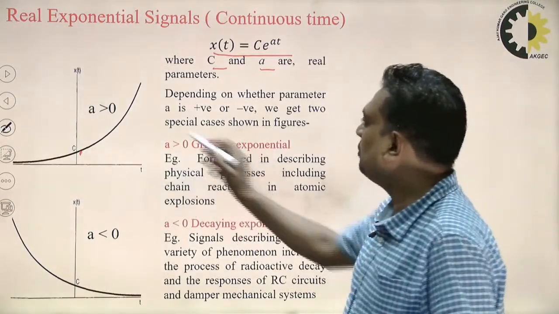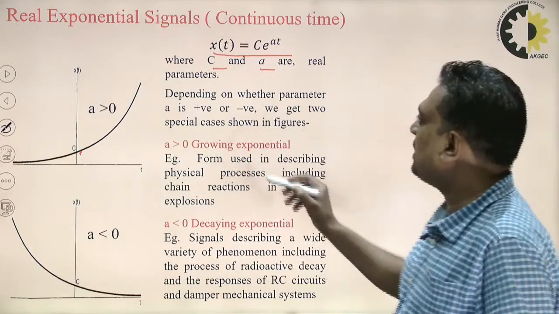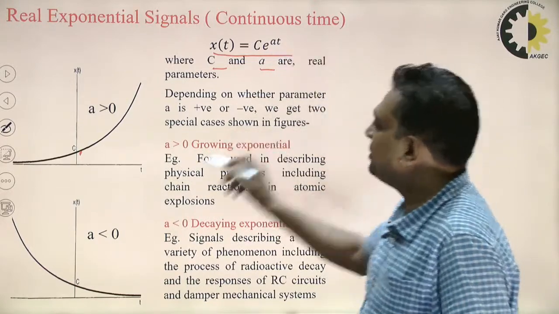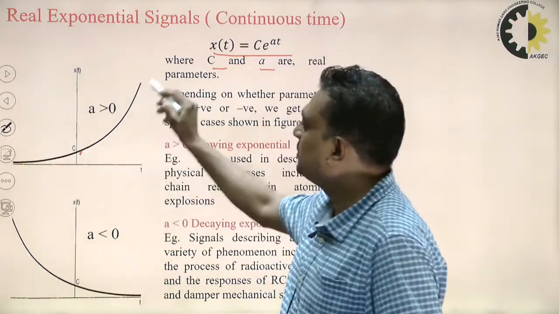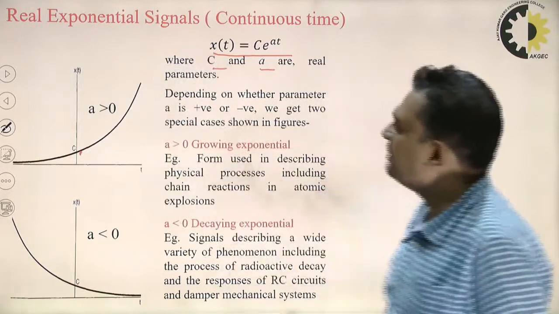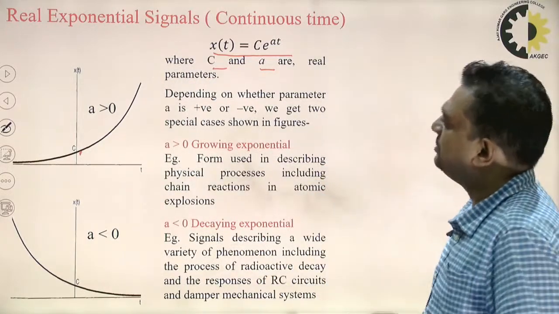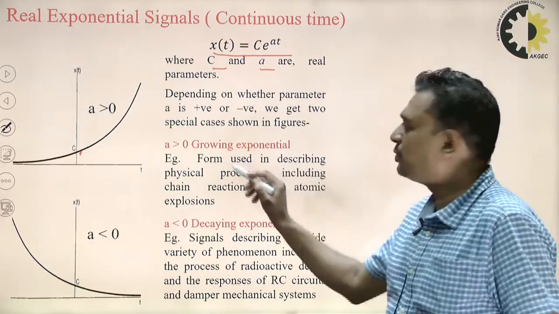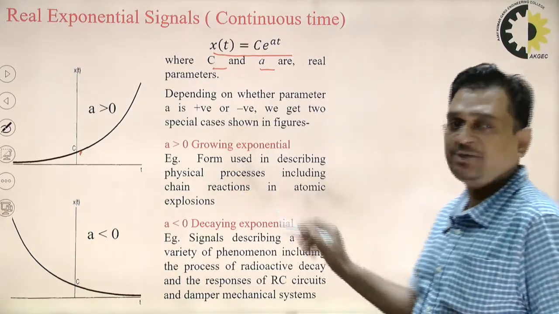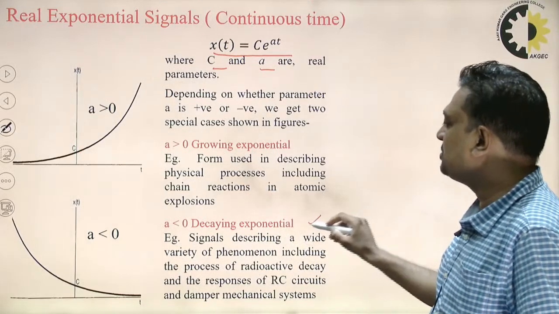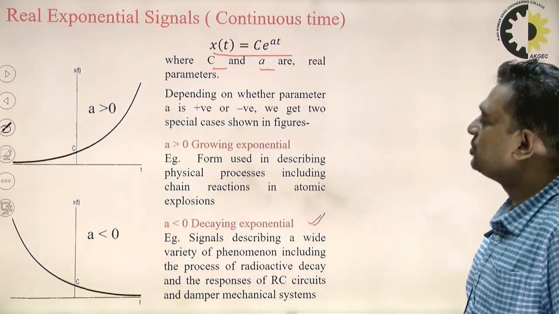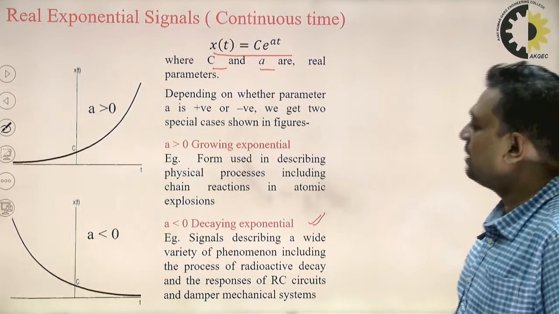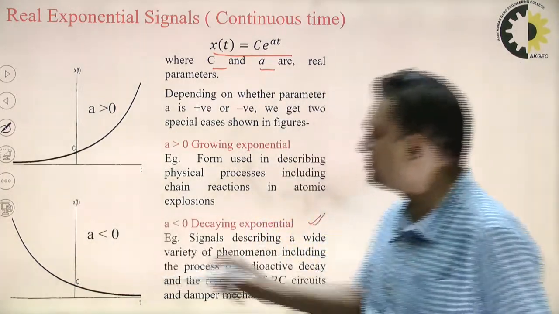And so when a is greater than 0, then we are having a growing exponential function, and it is like this. Okay, so if we see this in terms of stability, this type of system is generally an unstable system. So for a greater than 0 it is a growing exponential, and for a less than 0 it is basically a decaying exponential. So in case of decaying exponential we are having a curve like this.